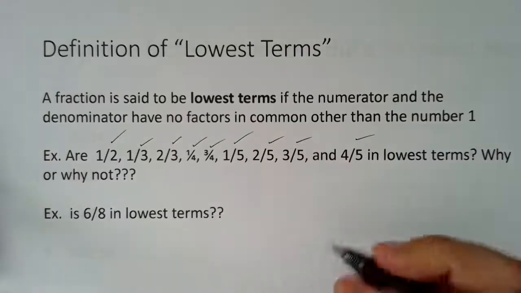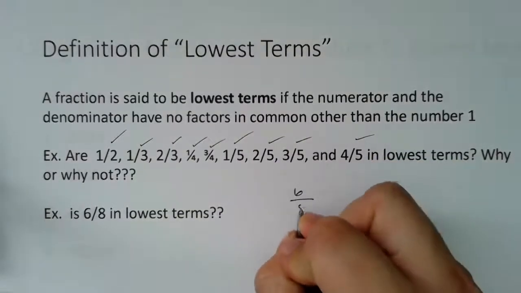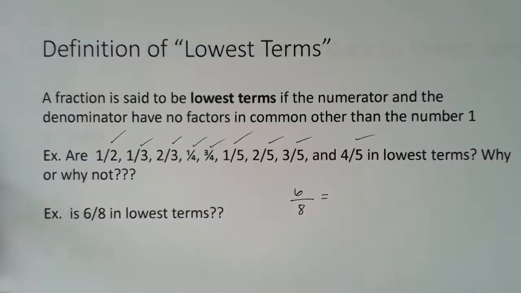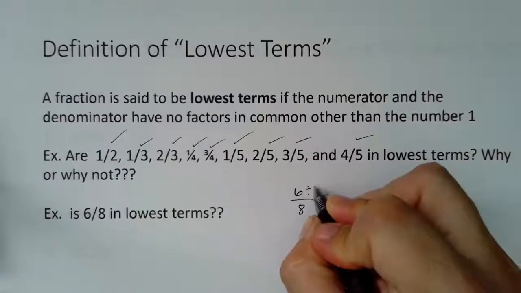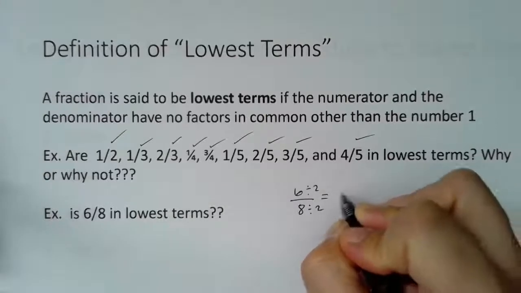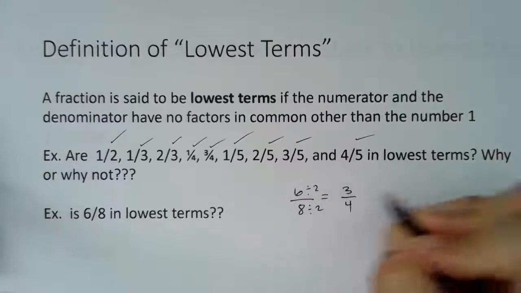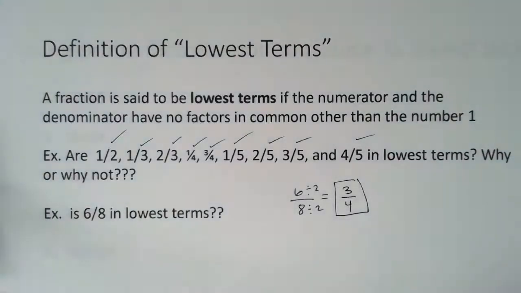Okay, is 6/8 in lowest terms? No, it's not, right? Because 6/8 can be reduced. I can divide top and bottom by 2. That gives me 3/4. And that's lowest terms. Okay?